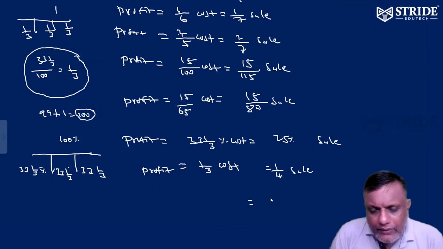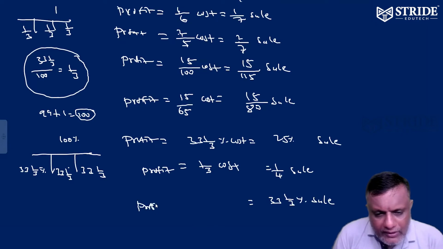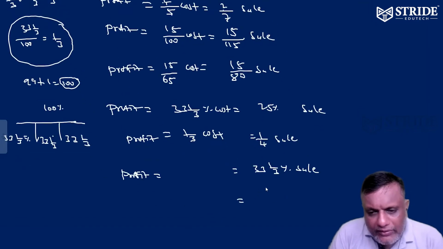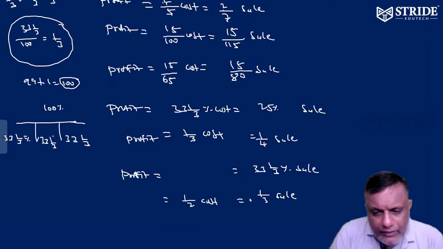Suppose 33 1/3% of sale. What percentage of cost is the profit? 33 1/3% is equivalent to 1/3. I told you 33 1/3% of sales or 1/3 of sale, both are the same. 1/3 of sale is equal to 1/2 of cost. 3 minus 1, 2. So 1/2 of cost is equal to 50% of cost.